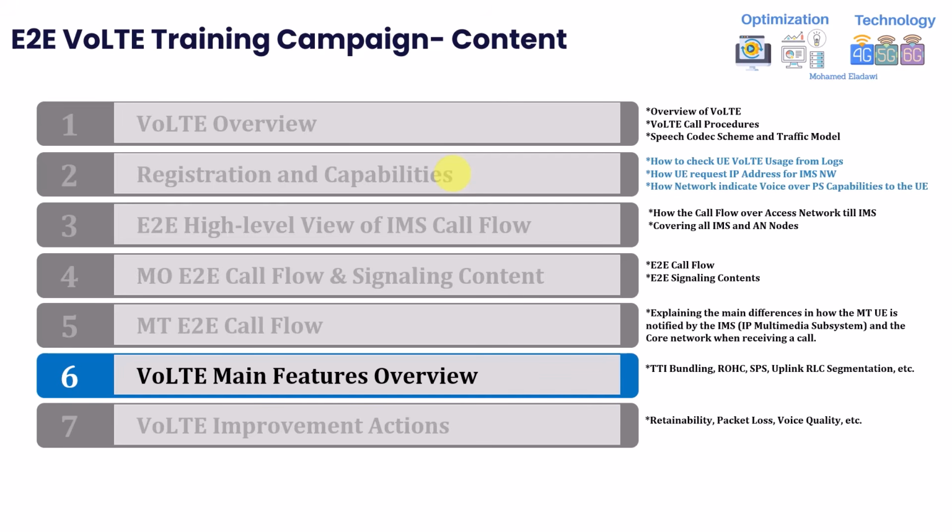Hello everyone. Welcome to the new session of the end-to-end VoLTE training campaign. In today's video, we're going to go through the VoLTE key actions, including the main features and also the parameters which can be tuned to improve the VoLTE performance. We'll cover firstly the high-level view of the key features and actions which can be done in the network. Then we'll go through them one by one, especially the VoLTE features part, which is more related to the RAN part. So let's move forward and see what we have.